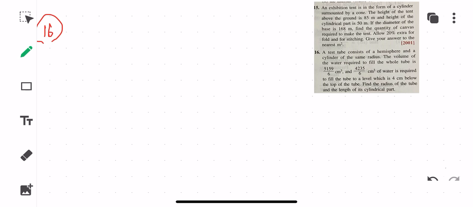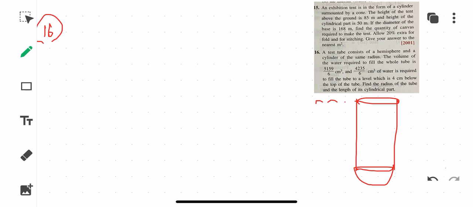So you already know the shape of a test tube. The test tube goes like this, and in the base you have a hemisphere. So this is the shape of the test tube that we are talking about. And then the volume of the water required to fill the whole tube is this much. So the total volume they are giving is this much. And then they are saying that 4235 centimeter cube of water is required to fill the tube to a level which is 4 centimeter below the top of the tube.